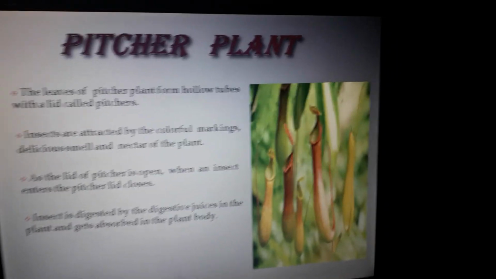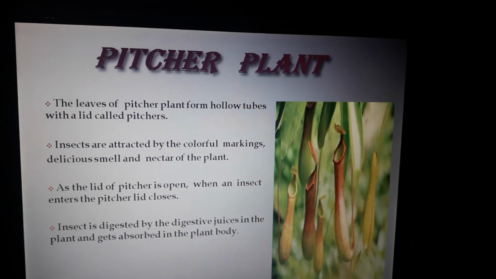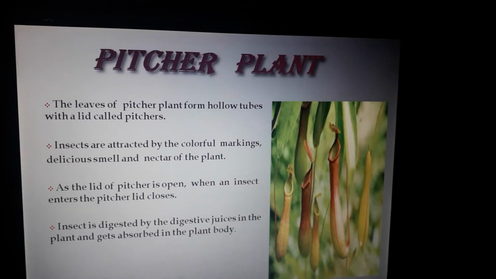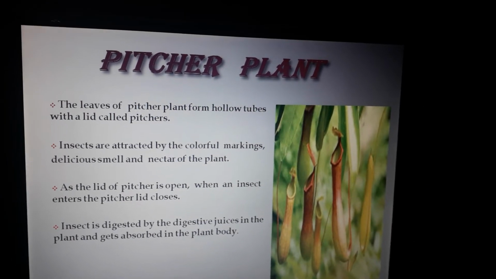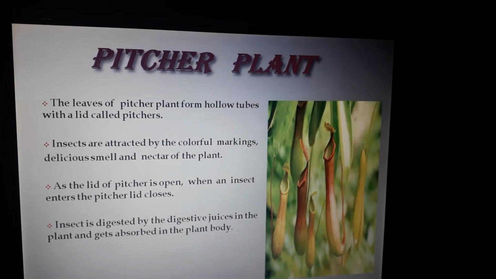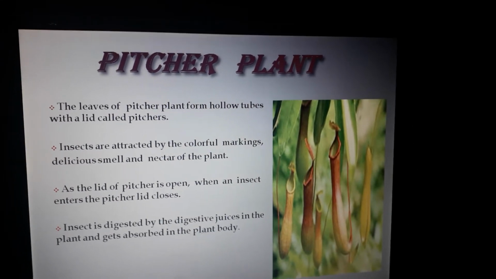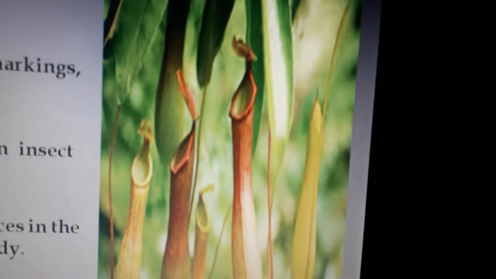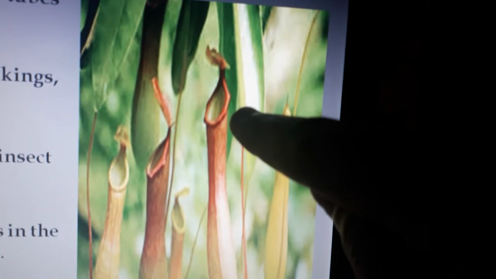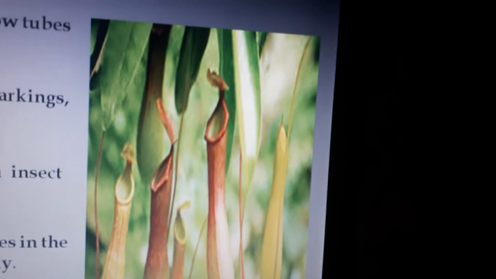As you can see in the picture, the lid of this plant is open. So when the insect enters, the lid of this pitcher closes. And that insect is digested by the digestive juices which are present in this pitcher plant, and then that gets absorbed by its plant body. Is it clear? So you can see clearly that insect enters through this hollow tube, and when the insect enters, its lid closes. Right?